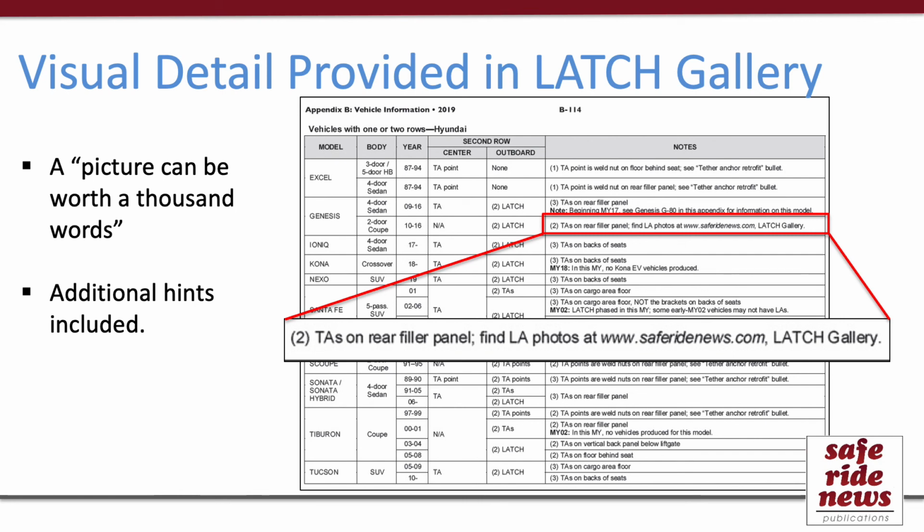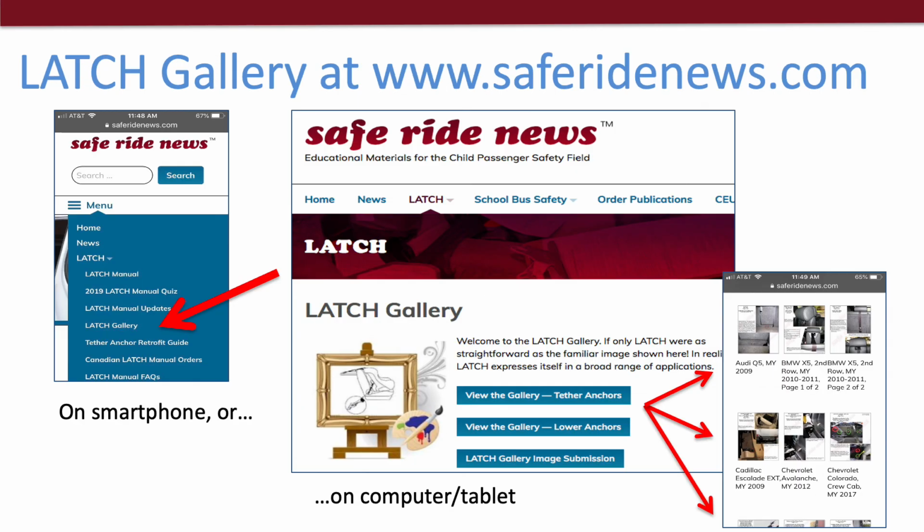If there is a note that says go to the Safe Ride News LATCH Gallery, this is about tether anchors, then you'll want to go to our website, and if you look under Latch, or there's actually a quick link at the bottom too, you can see Latch Gallery here. This is on a phone. On your computer it might look a little different, but either way you can view the gallery for tether anchors, view the gallery for lower anchors, and it's going to show you the various thumbnails, and you'll find the one that's in the Latch Manual. And we are constantly adding them, so there may be some additional ones since the Latch Manual, but we update that every time we do a Latch Manual.